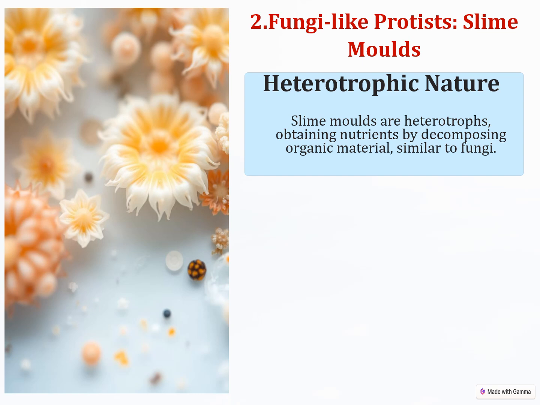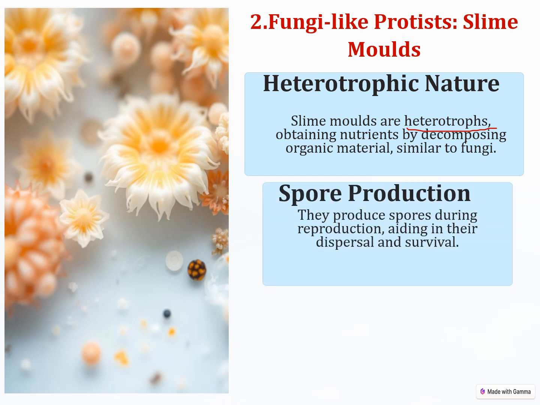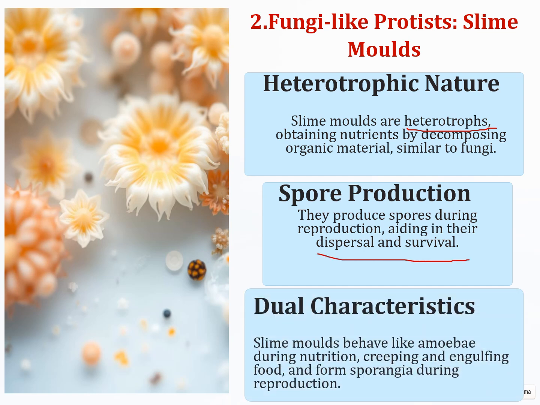Slime molds are heterotrophs, obtaining nutrients by decomposing organic matter similar to fungi. Spore production: they produce spores during reproduction, helping in their dispersal and survival. Dual characteristics: slime molds behave like amoebae during nutrition, creeping and engulfing food, and form sporangia during reproduction. Sporangia are the spore-bearing structures.